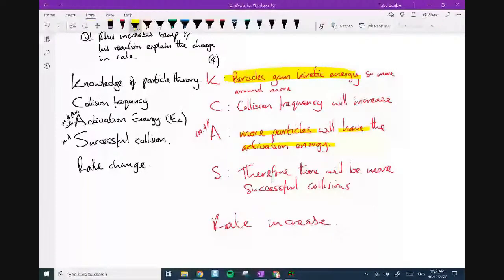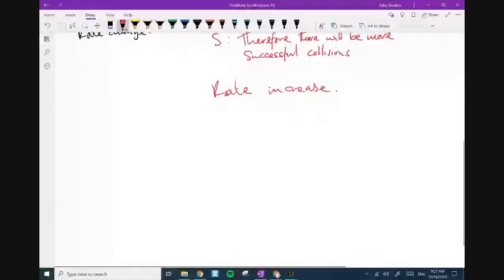Because we've got 5 rate changes to explain. We've now done temperature.